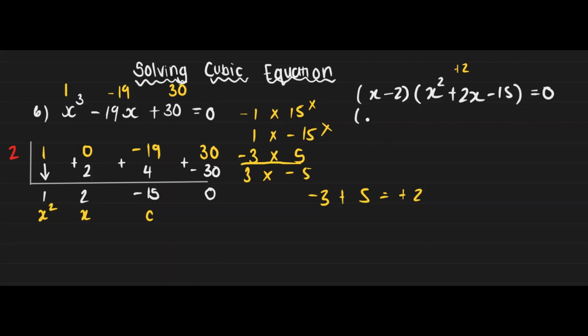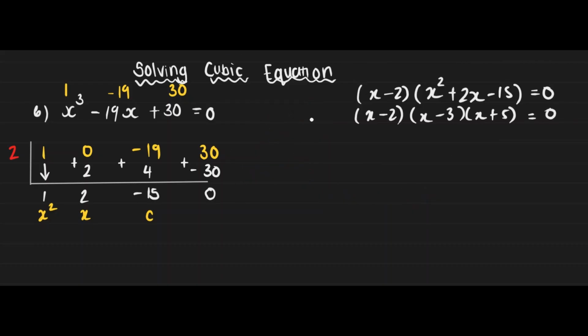We say open bracket x minus 2. Then open 2 brackets. Then you write x here. Then you say the factors that we picked, which are negative 3 and positive 5. And this is equal to 0. Then we equate each factor to 0. So it's x minus 2 equals 0, or x minus 3 equals 0, or the last one is x plus 5 equals 0.